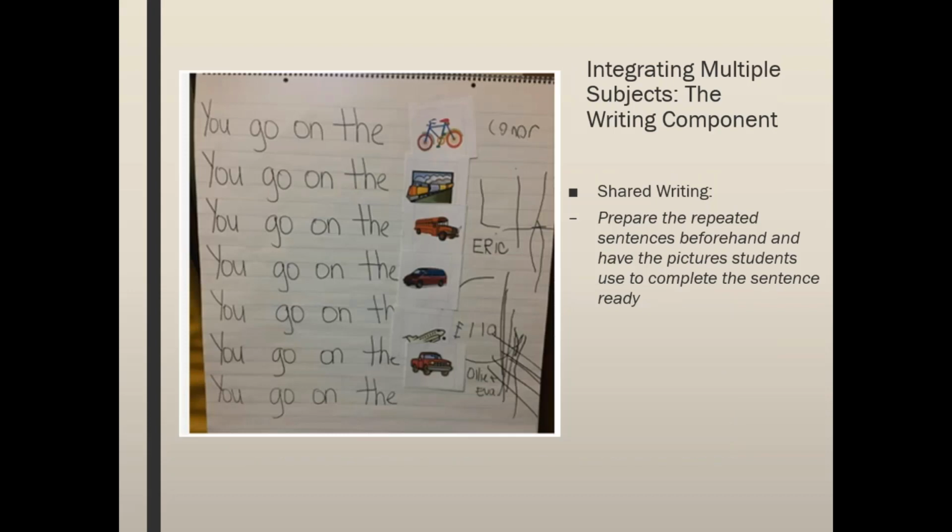So we integrate multiple subject areas, which is so important because students need to practice all subject areas, not just reading. So this is called shared writing. And what you essentially do is prepare those sentences before, and then this is when you use those picture cues so that students can go back and finish those sentences. So you can see a very simple repeated phrase, you go on the, and then the student picks an option so they have some independence in their writing, and then they write their name next to it so that they take ownership of that sentence.